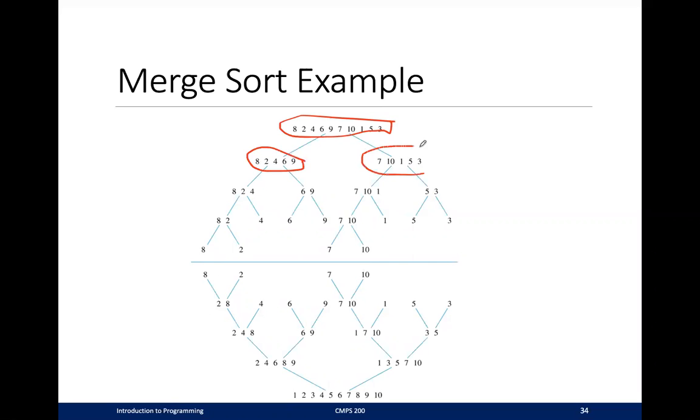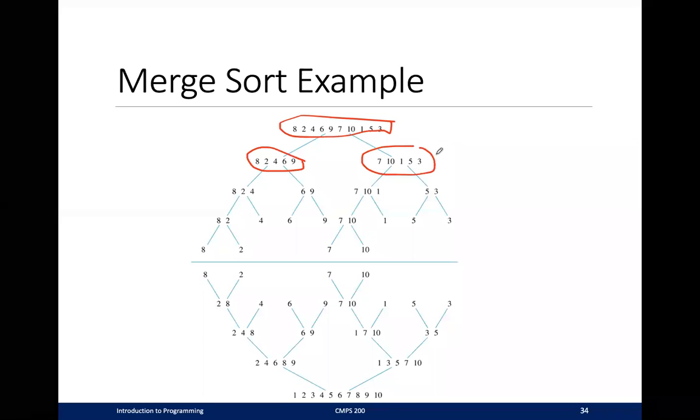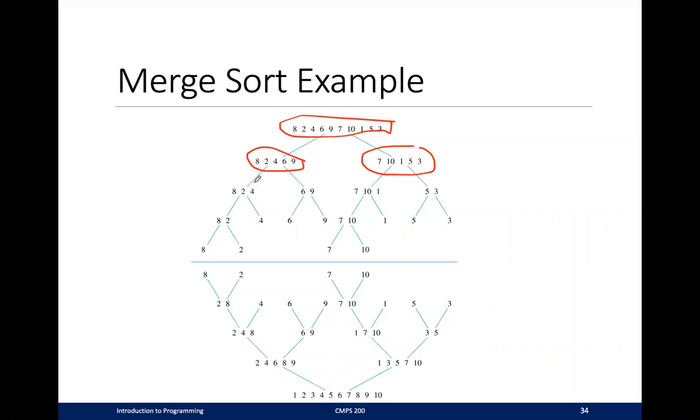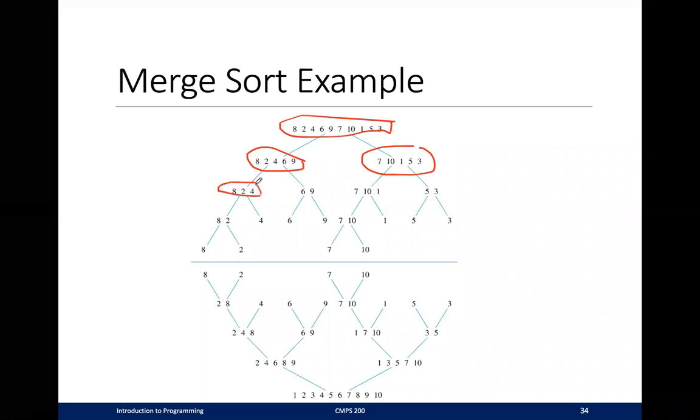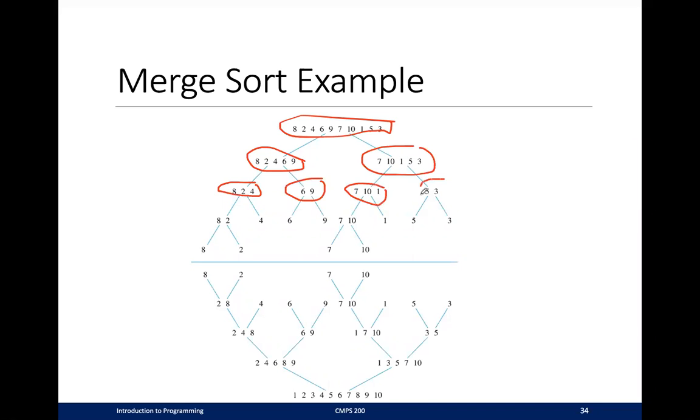So all I did was take these elements until 9, that's the first half, and then from 7 till 3, that's the second half. Didn't do any sorting. Then I'm going to recursively repeat the same thing. 8, 2, and 4 becomes one quarter, and 6, 9 the other quarter. Same thing for the other half: 7, 10, 1, and 5, 3.